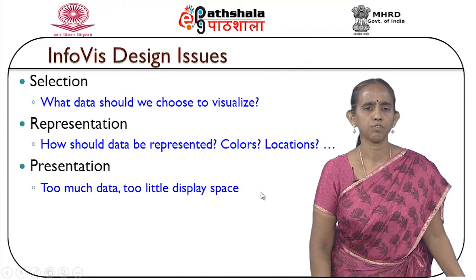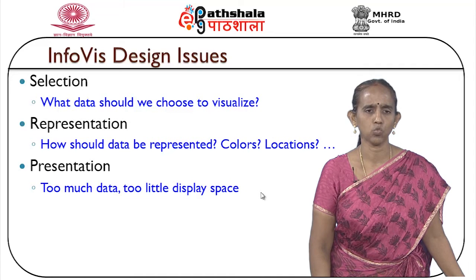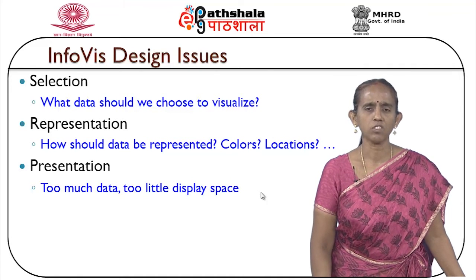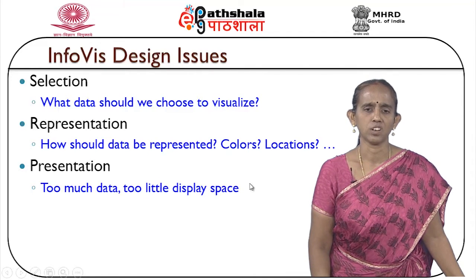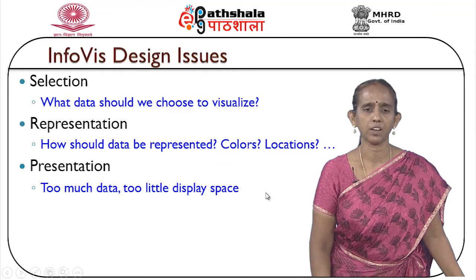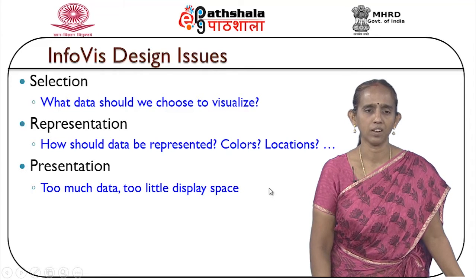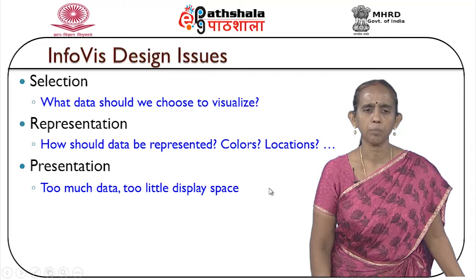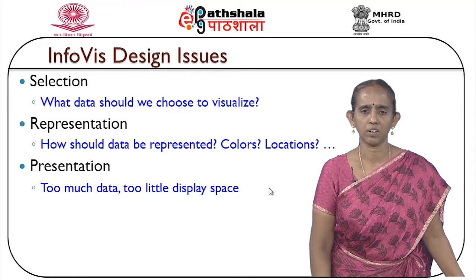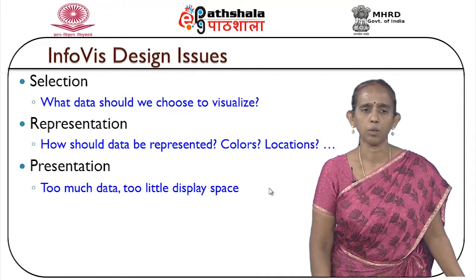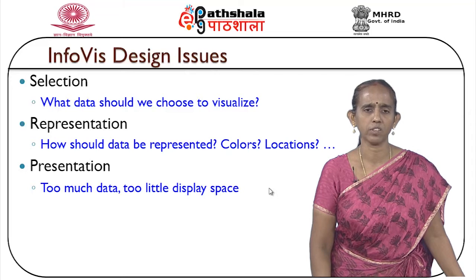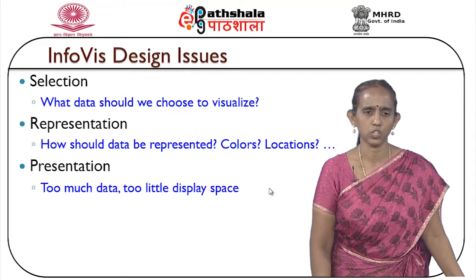So some of the information visualization design issues are: how do I select what data we should choose to visualize? Since we have a huge amount of data, we don't know which kind of data or which set of data we need to visualize on the screen. Then next comes representation. How should the data be represented? With what colors is it supposed to be represented and where is it supposed to be represented? So this is also a big challenge, and is considered to be one of the design issues.